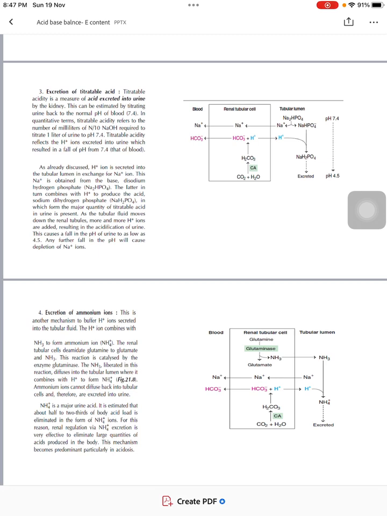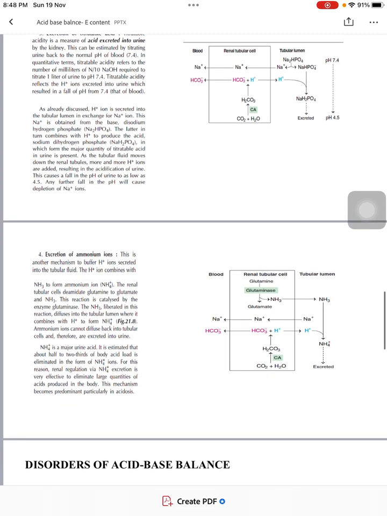Titratable acidity reflects the H plus ions excreted into the urine, which results in the fall of pH from 7.4, that of blood. As already discussed, H plus ion is secreted into the tubular lumen in exchange of sodium ions. This sodium is obtained from the base, disodium hydrogen phosphate. The latter in turn combines with the H plus ions to produce the acid sodium dihydrogen phosphate, in which form the major quantity of titratable acid in the urine is present.